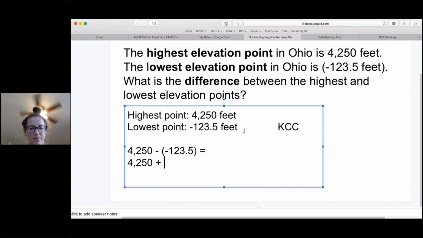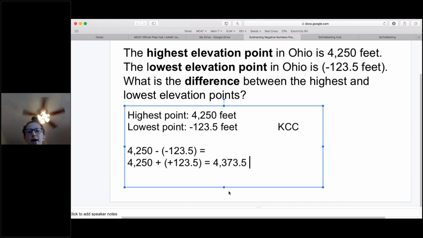So let's keep changing things. So I think it's 123.5. And that's positive. Okay, now we did that. Now we're just adding two positive numbers. So I got 4,373.5. Perfect. And what's the unit on that?